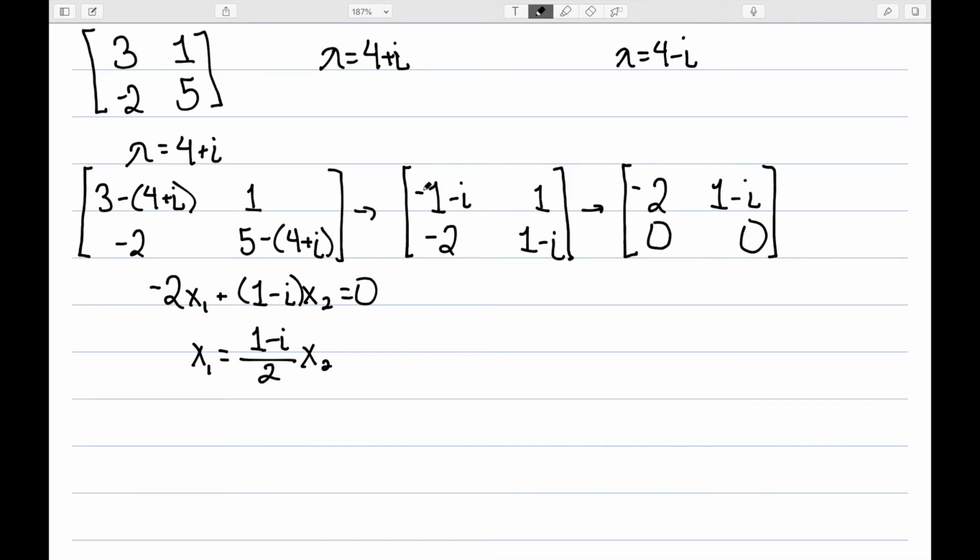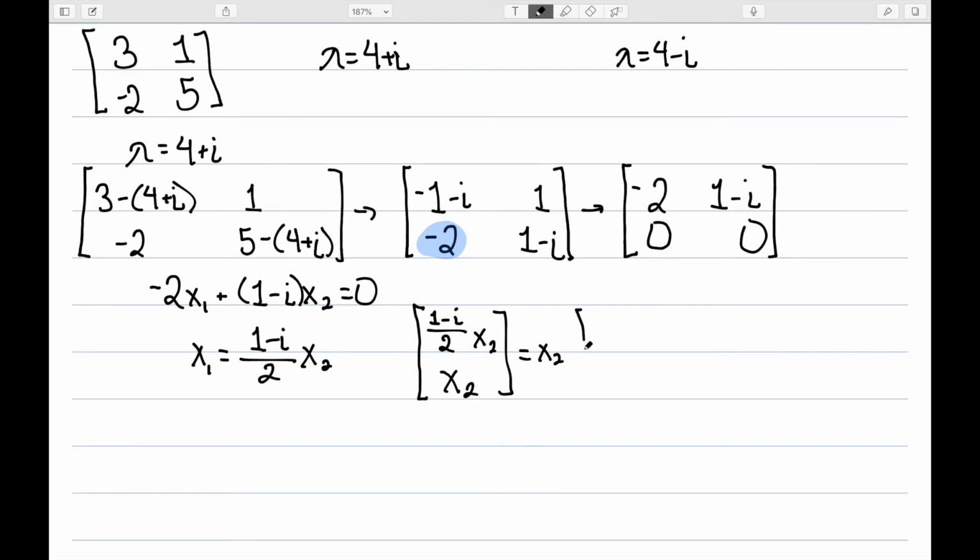And if I would have used the first equation instead, I would have had to divide by a complex number, and I didn't want to do that. So I went with the one that had a real number in the first spot here so that I didn't have to worry about division by complex numbers. So now my equation for x1 is (1 minus i) over 2 times x2, and x2 is my free variable.